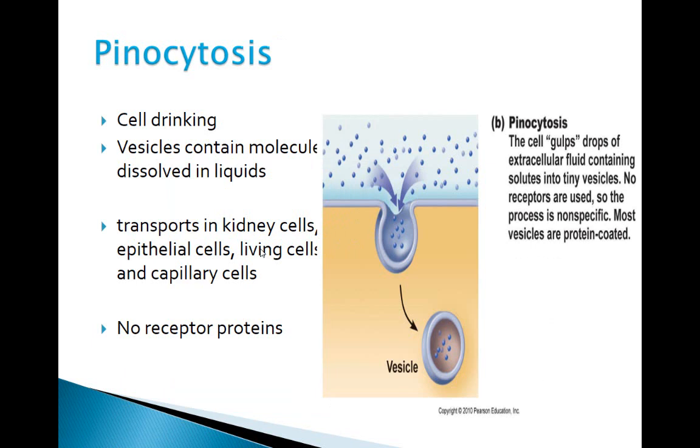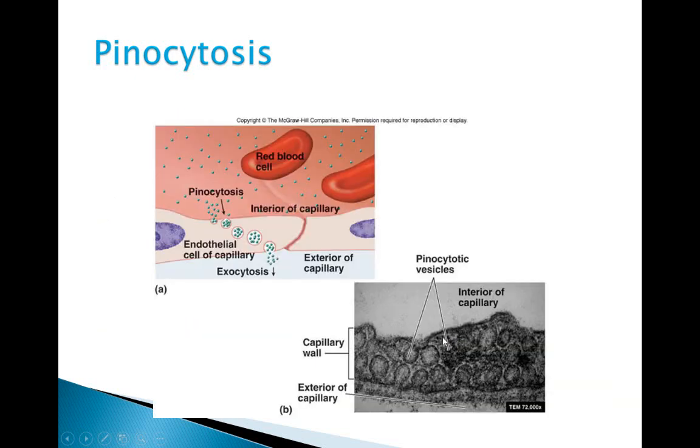Pinocytosis is what we call cell drinking because it takes in smaller molecules with the dissolved liquids within it. So it does not use receptor sites. It's taking in smaller substances, as you can see, into the form of a vesicle. Here you can see it transporting substances from the blood all the way across to the other side of a cell. So that's the last of the endocytosis. We had receptor-mediated, phagocytosis, and pinocytosis.